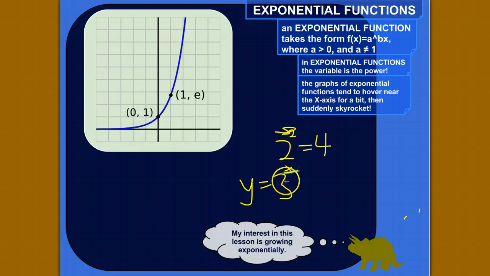So that makes some pretty interesting things happen on the coordinate plane. What these functions generally do is they'll get really close to the x-axis over here, and then they'll go through the point (0, 1), and then all of a sudden they'll just skyrocket.